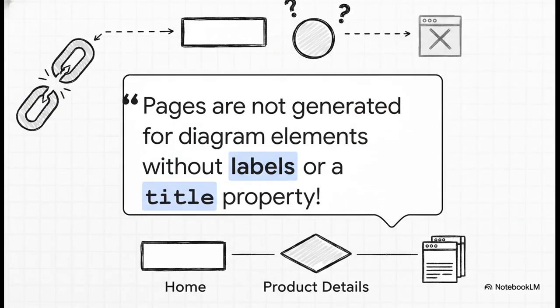Now, here is a pro tip, a really important watch out for this kind of thing. If a shape in your diagram doesn't have a label on it or a specific title property, a page will not be created for it. This is a super common way to get broken links if you're not paying attention, so just make sure your important elements are always properly named.